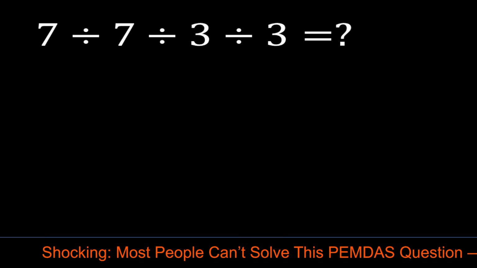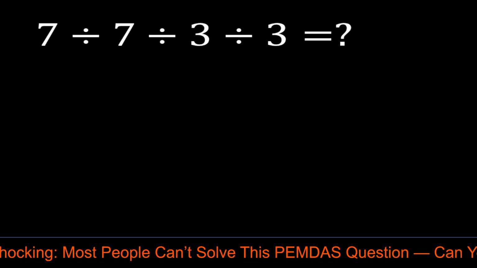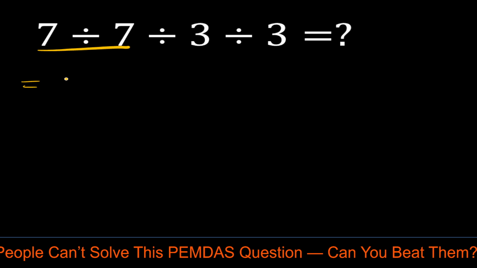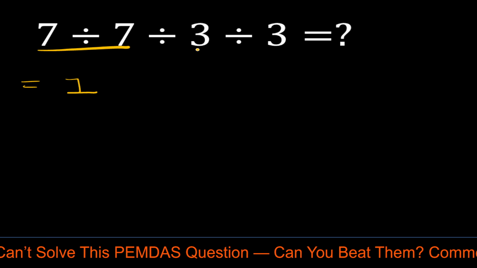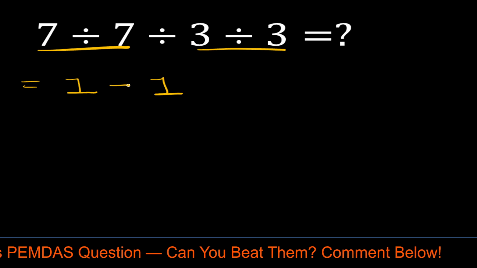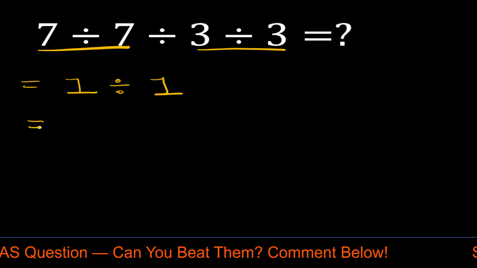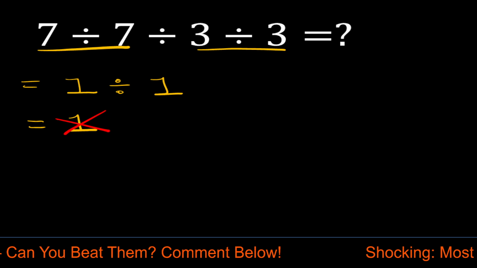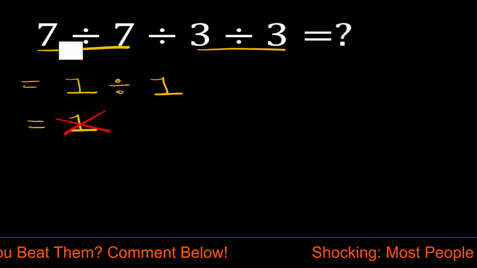So most people solve this question like 7 divided by 7 is equal to 1. Then 3 divided by 3 is equal to also 1. Now 1 divided by 1 is equal to 1, right? But this answer is not correct. This answer is completely wrong.